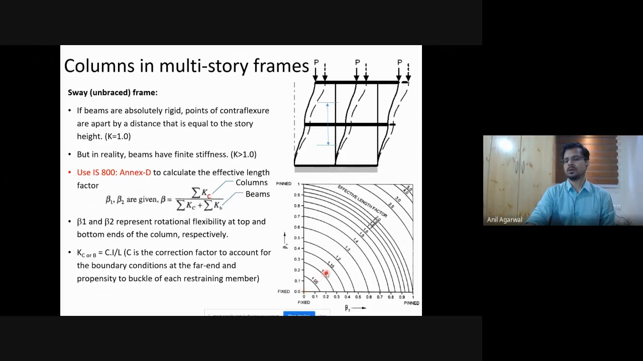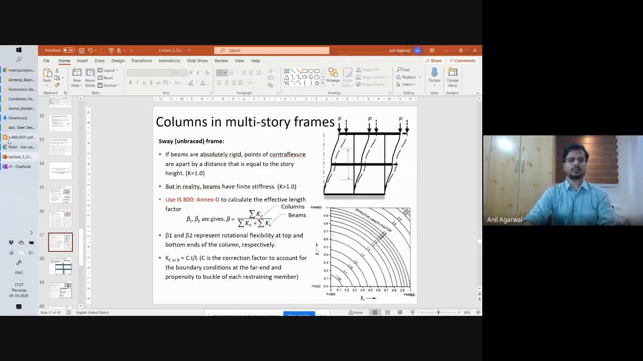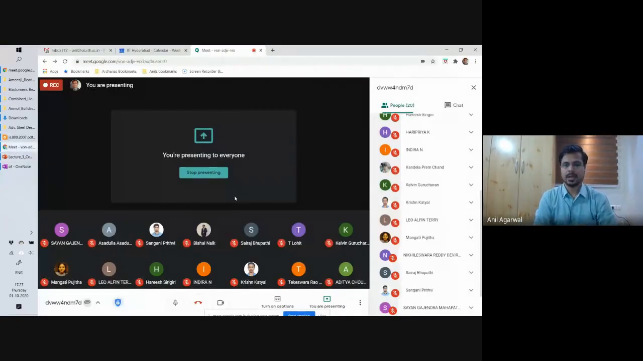So 1, 1.05, 1.1 and so on, and goes up to infinity. So 5 is marked here, but beyond that is infinity. Okay. All right. And there are ways to calculate it. In the next class, we will discuss this. All right. Any questions? I don't think I have much time left. 3 minutes. Anyway. Any questions?